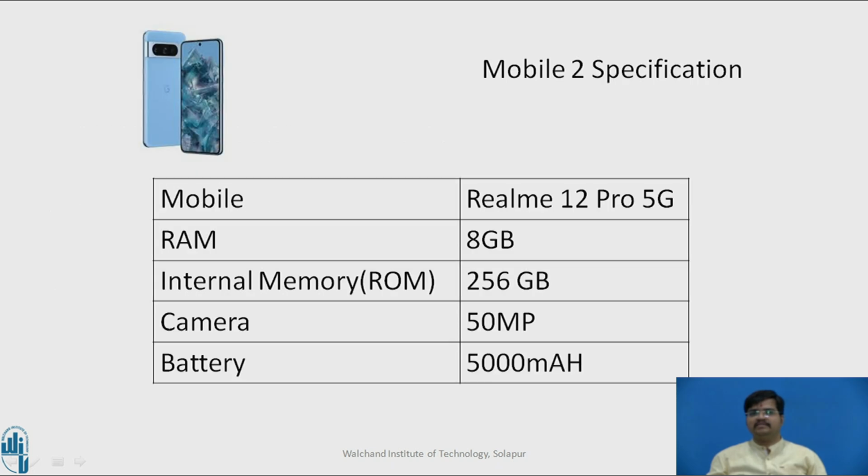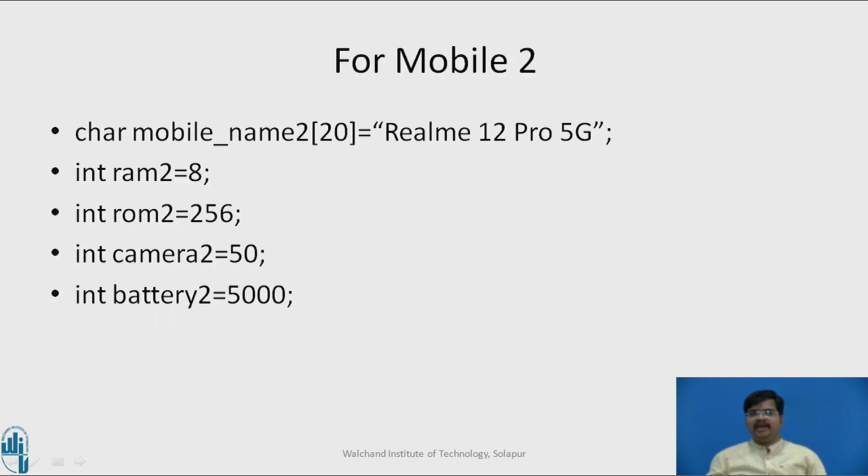The same thing, we will consider mobile 2 and its specification: mobile name, RAM, internal memory, camera and battery. For mobile 2 also, we will create variables like mobile name 2, RAM 2, ROM 2, camera 2 and battery 2. If you observe the current example, for each mobile I need to create 5 variables.